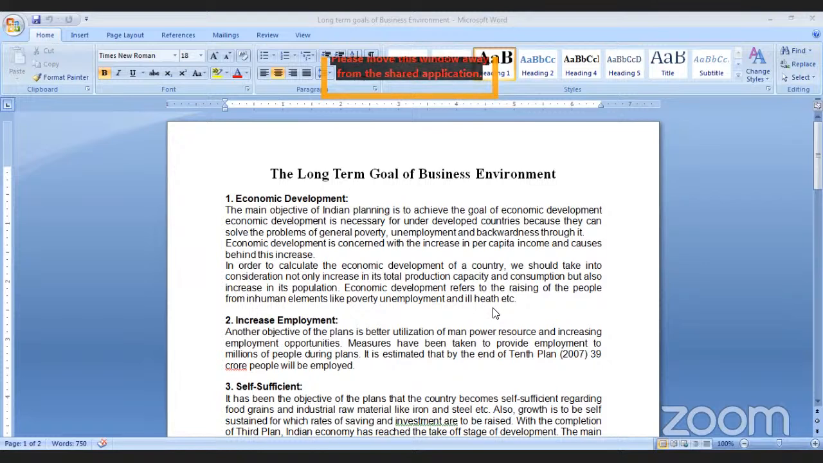Now, what are the long-term goals of a business environment? The first long-term goal for the business environment is economic development.